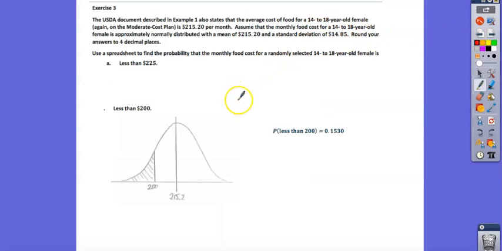Okay, let's see what they're doing on this one. This one also wants you to try the spreadsheet. So, like I said, you know about the spreadsheet. You can also use the online function. And again, with the online function, your left bound is negative infinity, right bound is 200, and your mean is 215. When you do a spreadsheet, you don't have to do that. You would do less than 200. Your spreadsheet only tells you to the left, so you would only have to enter in that 200. You don't have to worry about the infinity.